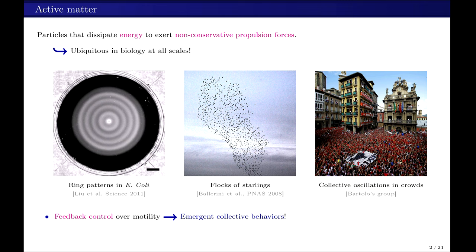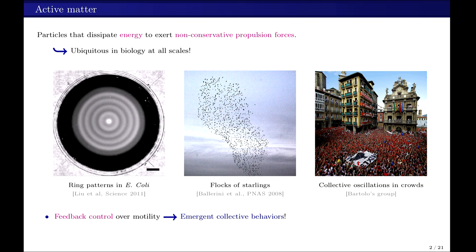Here I'm showing three different examples drawn from the three previous biological examples. On the left, you can see the emergence of ring patterns in Escherichia coli. I will go into these in the next slide, so don't worry about that for the moment. I just think it's a nice picture. The second example is way more clear, I think. It's the flocking of birds. You see the emergence of a collective behavior by the fact that all these particles align to their neighbors, and so they get this collective motion.